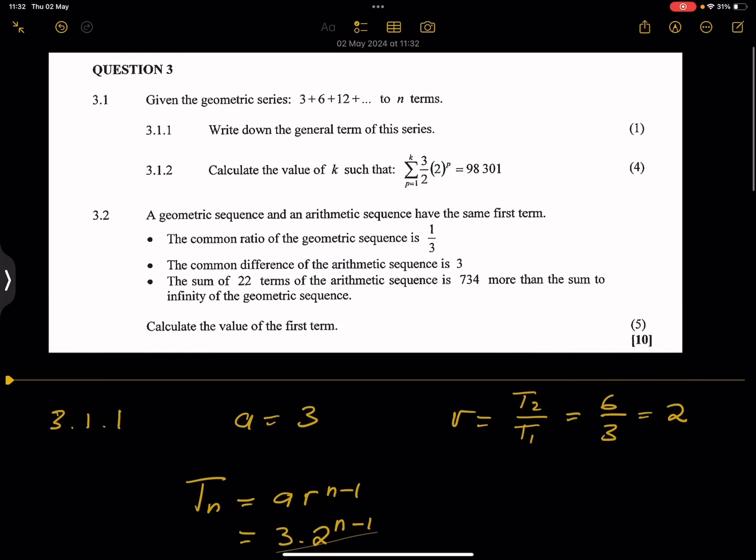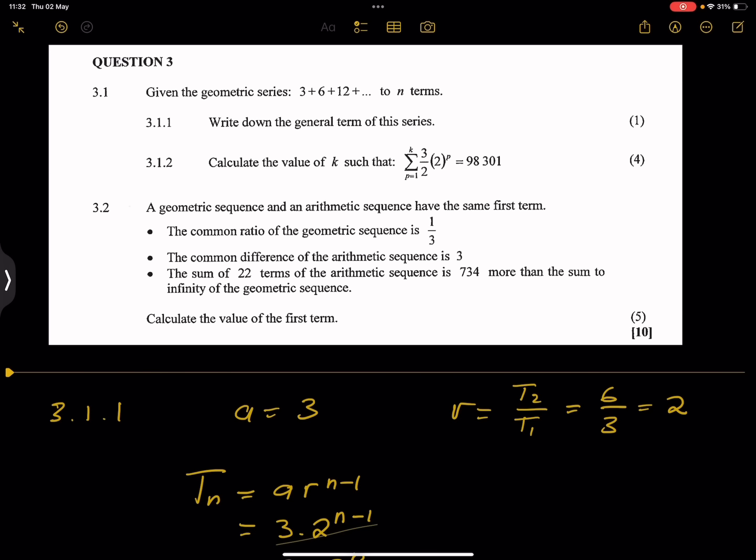Right, and then they say to us the sum of 22 terms of the arithmetic sequence is 734 more than the sum to infinity of the geometric sequence, right? So let's write down the sum of the 22 terms, and let's write down the sum to infinity.